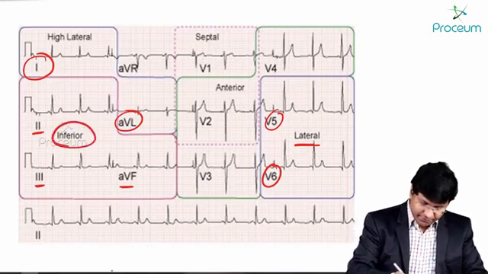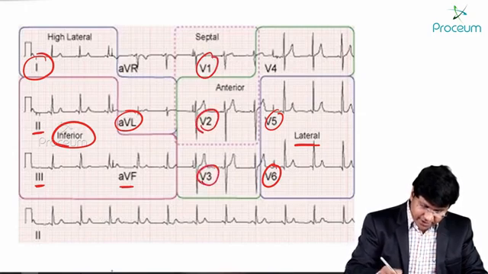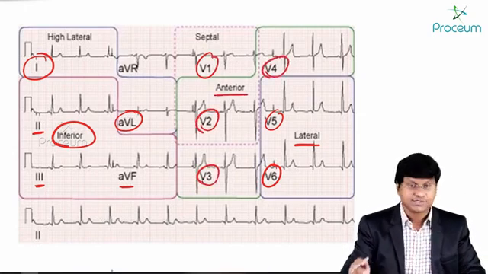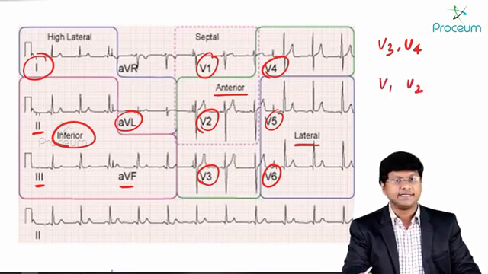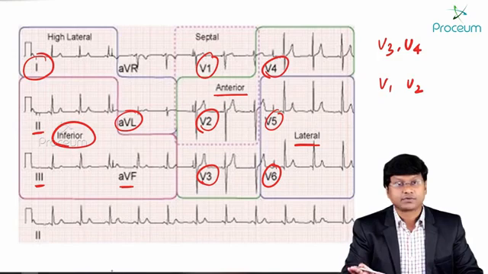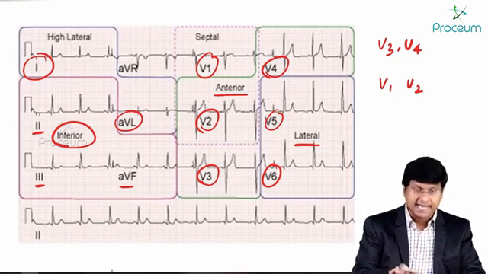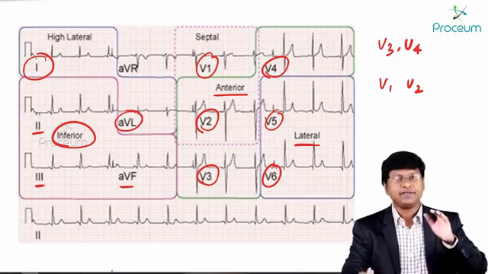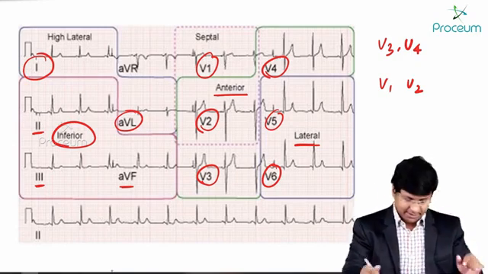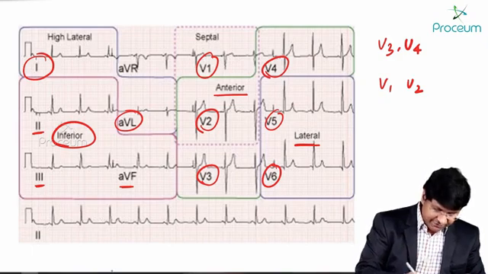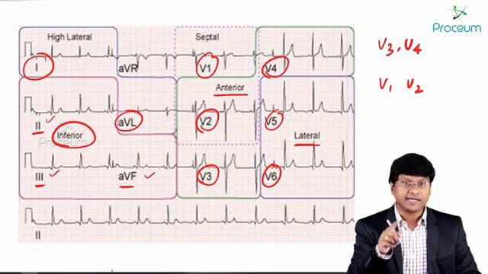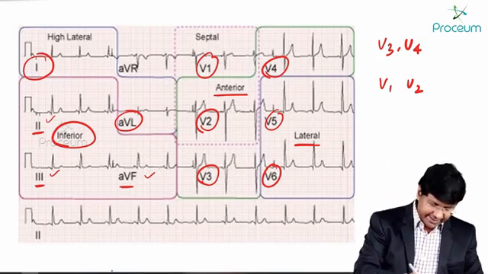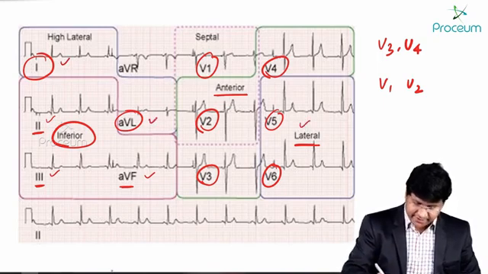Then V1, V2, V3, V4, they are your anterior leads. And separately, V3, V4 are septal leads. V1 and V2, they are your right-sided leads. Okay. So this is about corresponding leads and their surface. For example, if the individual had inferior wall MI, then where will you have the changes? You will have the changes in lead 2, lead 3 and AVF. For example, if the individual had lateral wall MI, where will you have the changes? In lead 1, AVL, V5 and V6.